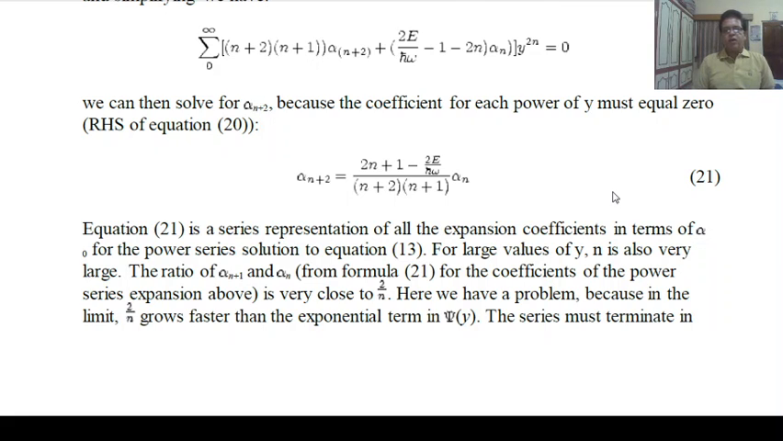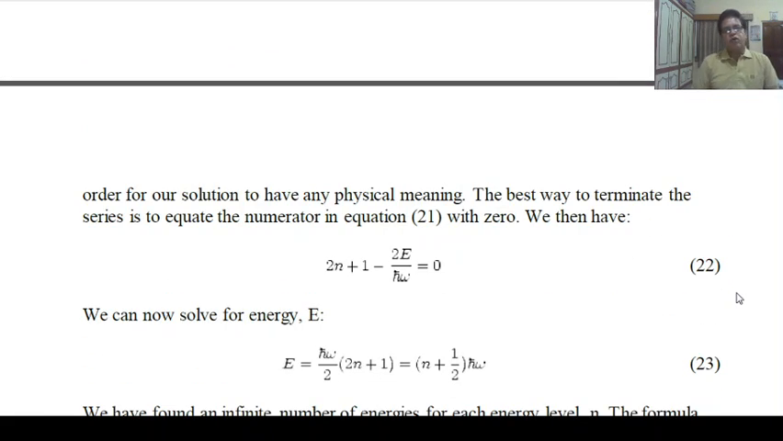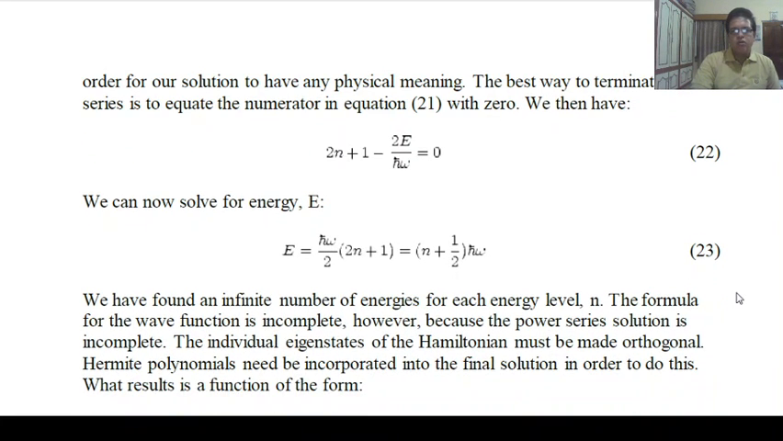Here we have a problem because in the limit, 2 upon n grows faster than the exponential term in psi of y. The series must terminate in order for our solution to have any physical meaning. The best way to terminate the series is to equate the numerator in equation 21 with 0. We have twice n plus 1 minus twice E upon h bar omega equal to 0. We can solve for E and we have the solution E equal to (n plus half) h cross omega.